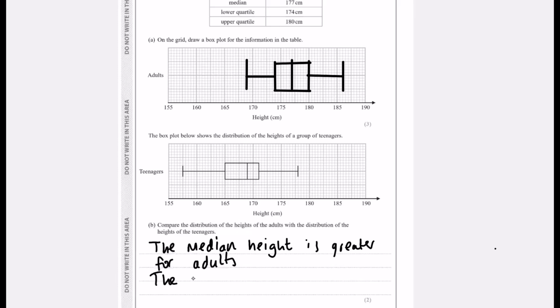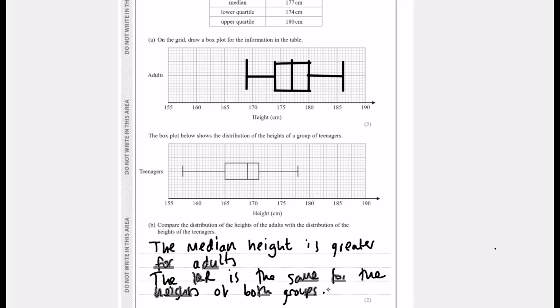So the interquartile range. And then if you want this one in context, is the same for the heights of both groups. Only one of them actually has to be in context to get the 2 marks. So we have to compare the median, compare the spread, and one of the comments needs to be in context to get the 4 marks.